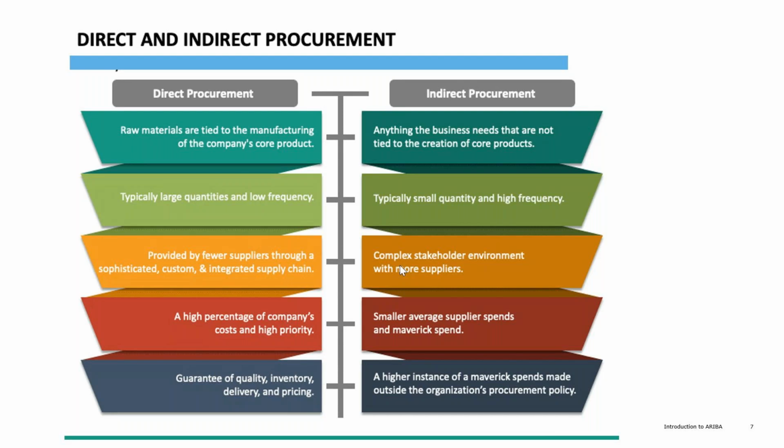Suppose you are procuring uniforms for your employees, and the employees are going to consume them. We call that indirect procurement. So you should know what is meant by indirect and direct procurement. In SAP Core MM, we use direct procurement. In Ariba, we will be using indirect procurement.